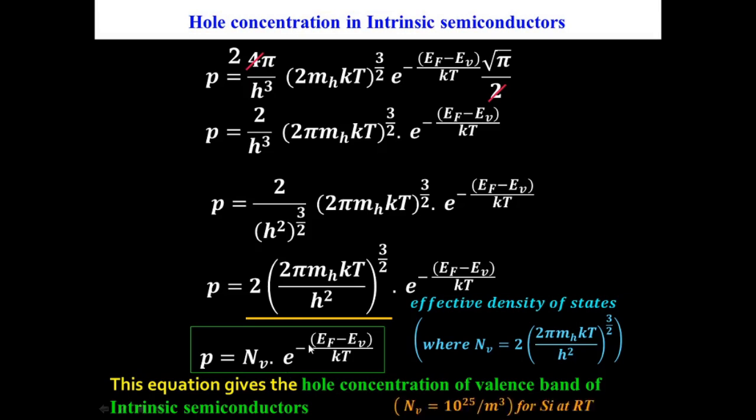The value of this hole concentration for silicon at room temperature is 10 to the power 25 per meter cube. So this is the final number of holes in the intrinsic semiconductor which are present in the valence band. So that's all for today. Today we have seen the complete derivation to find the hole concentration in the valence band of intrinsic semiconductors. So thank you very much.